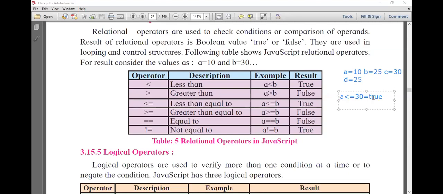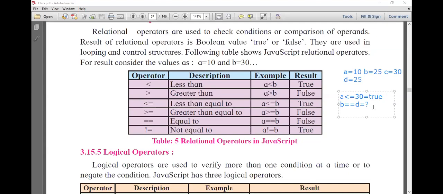Very good. Now B double equal to D. So what will be the answer? B double equal to D. What will be the answer? Yes, Jeshia saying true, Rohan saying true, Ritik is saying true. Yes, Shravan is saying true. All are saying true, so it's true. Very good.